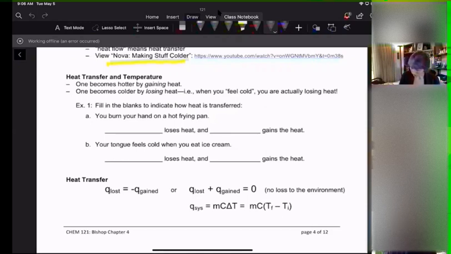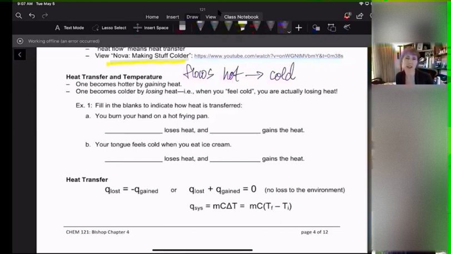Heat always flows from hot to cold. So if you burn your hand on a frying pan, what lost the heat? The pan loses the heat. Your hand got too hot and burned. It absorbed the heat. What about eating ice cream? I know it seems so easy right now, but just wait, it gets confusing. When you eat ice cream, your tongue is giving up the heat. So your tongue loses the heat, and the ice cream gains the heat and it melts.